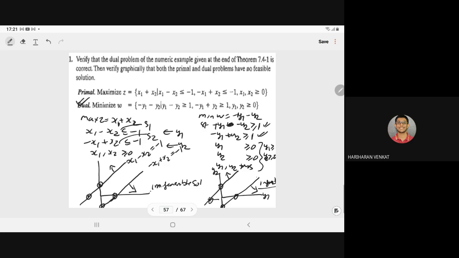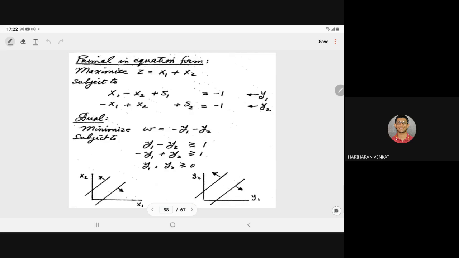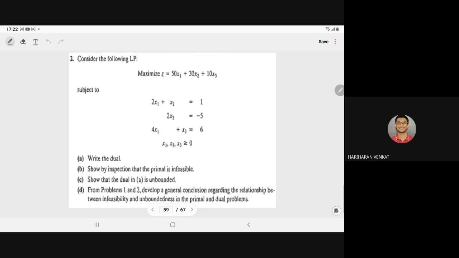The main thing to note is this conclusion: when the primal is infeasible, the dual is also coming as infeasible. Then let us have another example. Later on I will conclude this point. One remark you note down: when primal is infeasible, then dual is also infeasible.